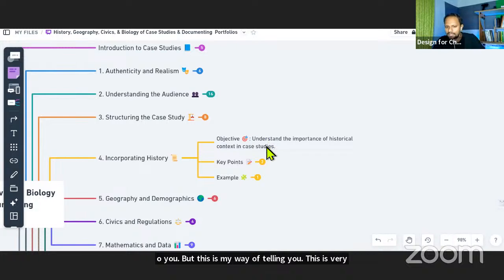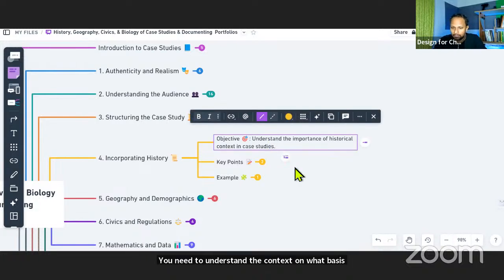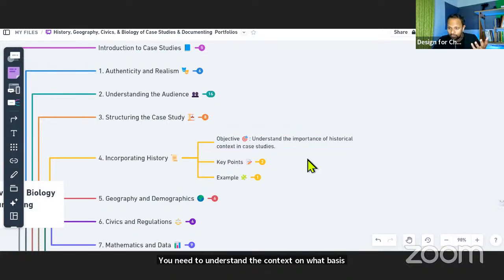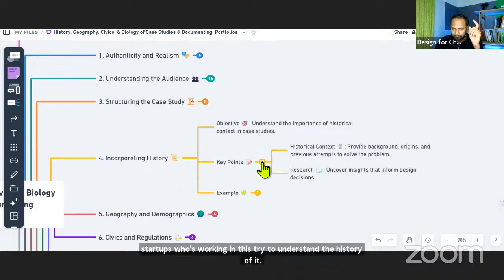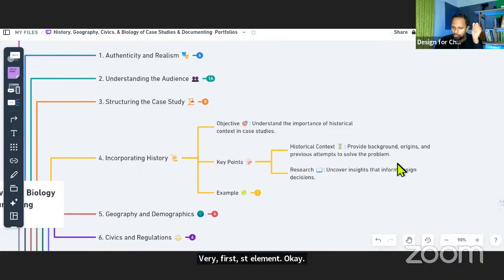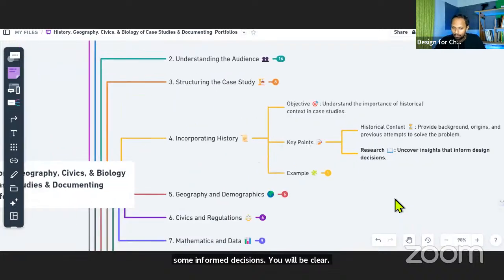You need to understand the context, on what basis people have made successful products. Maybe there are already some services for inefficient blood donation management systems. There could be products, technology, and startups working in this. Try to understand the history of it. Very first element. Because you need to provide the origin, and the previous attempts, how people have solved this problem. By that, you can also uncover a lot of insights for informed decisions. You will be absolutely clear if you take this angle. So this is the history.